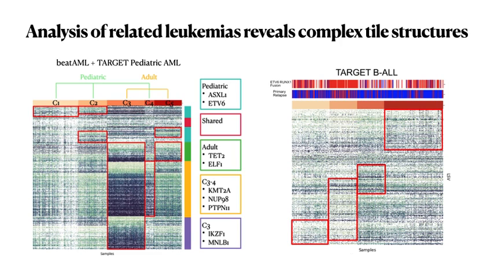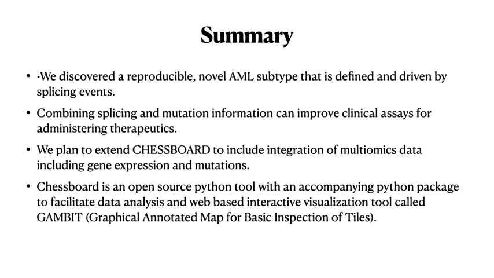Next, we applied CHESSBOARD to the TARGET B-ALL dataset and recovered 4 tiles. The second tile from the left corresponds to a patient group that is enriched for patients with high relapse rate and lack of RUNX1-ETV6 gene fusion. This gene fusion is generally associated with patients that have positive prognosis.